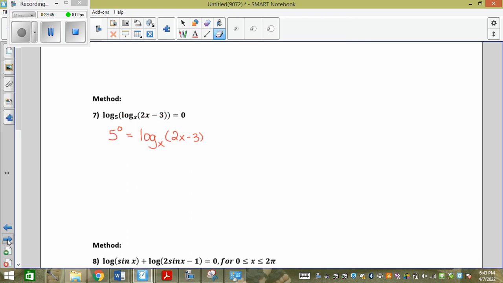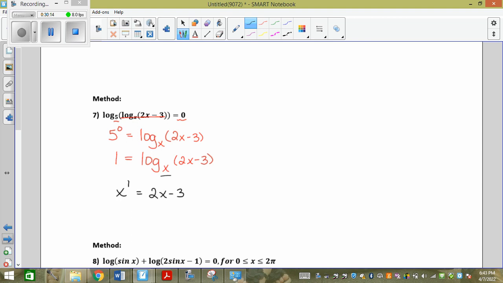What's in this red line is actually what it goes beside. So it's 5 to the 0 equals that big log. 5 to the 0 is 1, so I get 1 equals log base x of 2x minus 3. There are two logs embedded, so I'm going to have to convert twice. So now I have one log left. Now the base of my log becomes the base of my exponent. What's with it doesn't stay with it, so it's x to the 1 equals 2x minus 3.